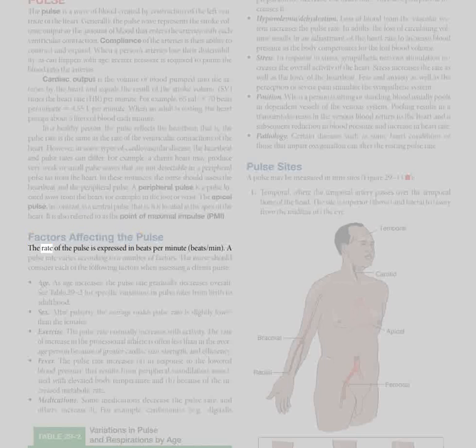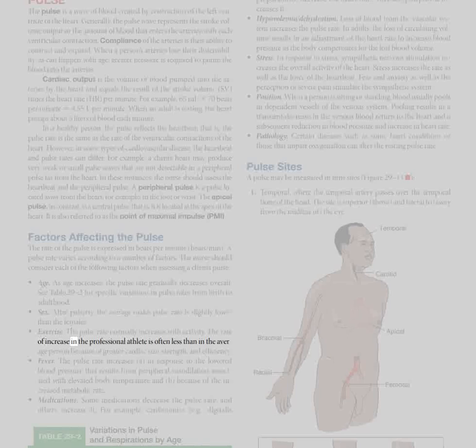Factors affecting the pulse. The rate of the pulse is expressed in beats per minute, beats/min. A pulse rate varies according to a number of factors. The nurse should consider each of the following factors when assessing a client's pulse. Age. As age increases, the pulse rate gradually decreases overall. See Table 29-2 for specific variations in pulse rates from birth to adulthood. Sex. After puberty, the average male's pulse rate is slightly lower than the female's. Exercise. The pulse rate normally increases with activity.